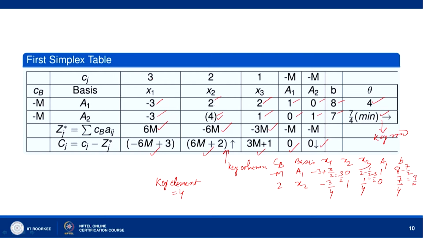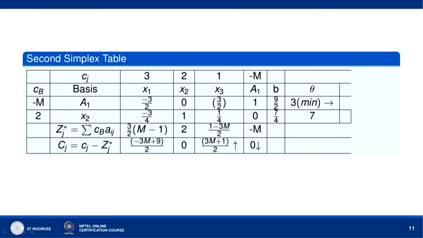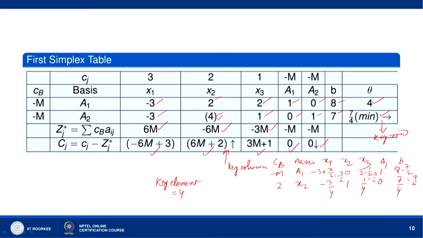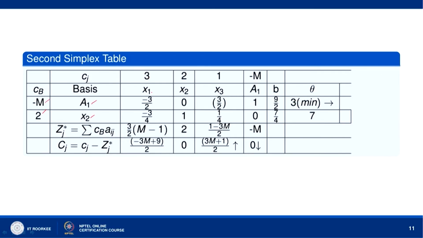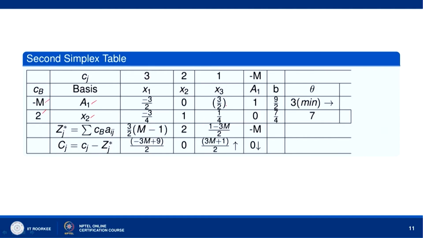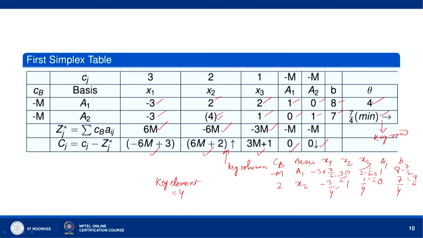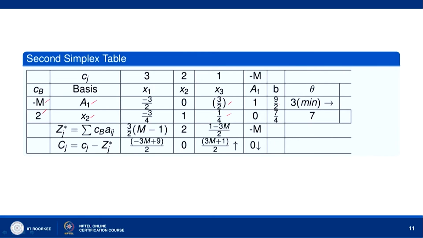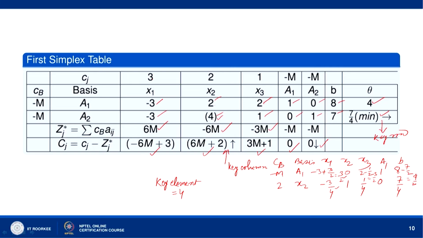So, let us see in the new simplex table, we should have these values. The CB column is minus M, 2. The basis variables are A1, X2. The X1 column has minus 3 by 2 and minus 3 by 4, the X2 column 0 1, the X3 column 3 by 2 and 1 by 4, the A1 column 1 0, and the B column is 9 by 2 and 7 by 4.